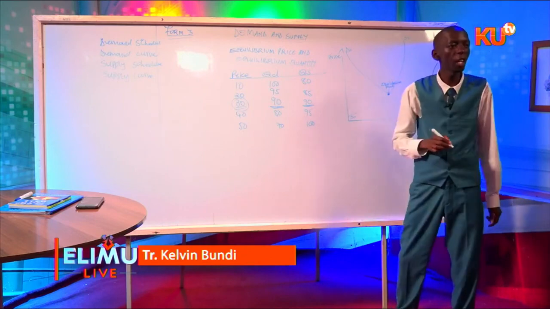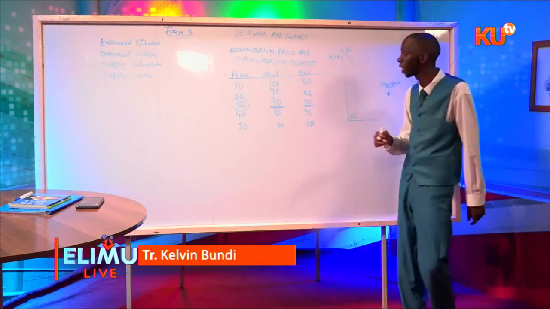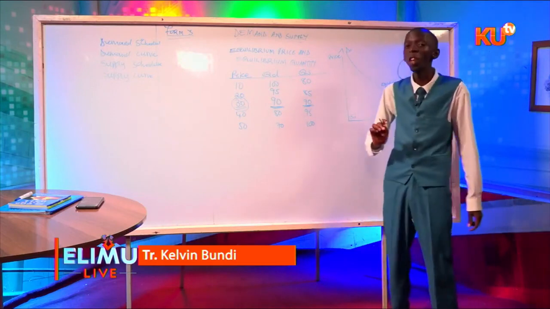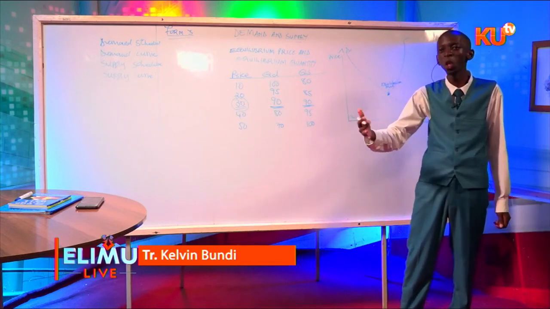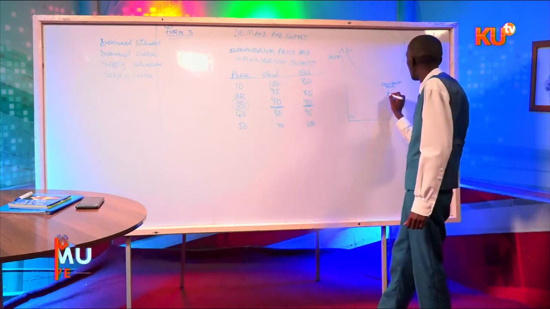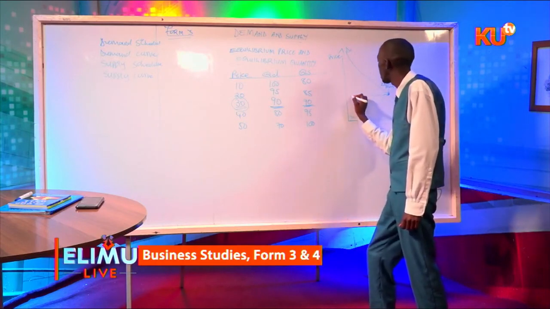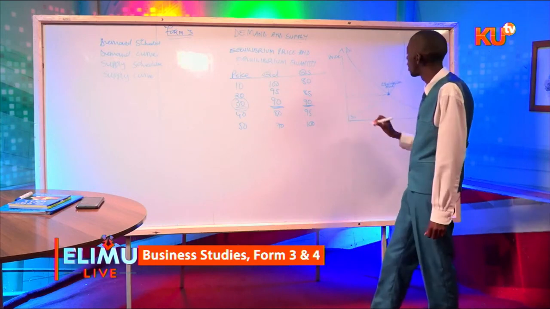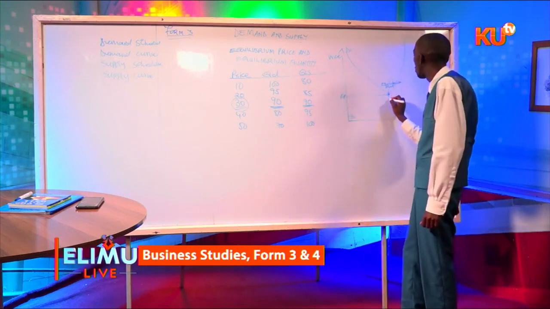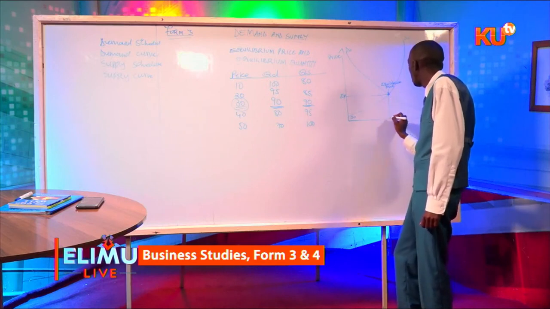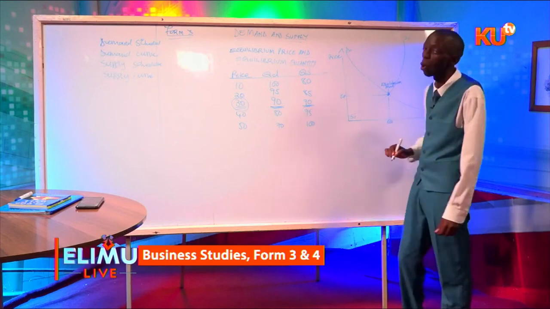What did we say the equilibrium point is? The equilibrium point, we said, is the point at which the price equates the quantity demanded to the quantity supplied. The price at the equilibrium point is called the equilibrium price. And the quantity at the equilibrium price is called the equilibrium quantity.